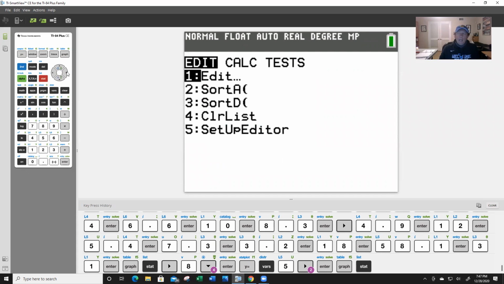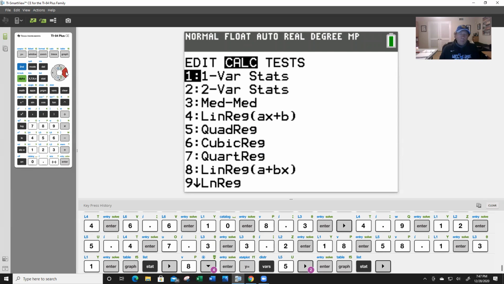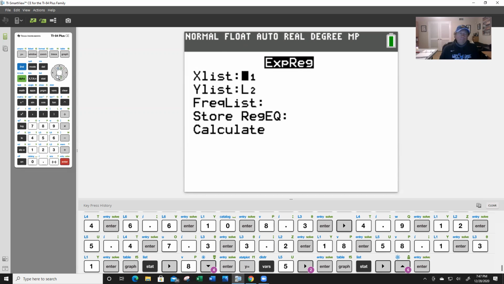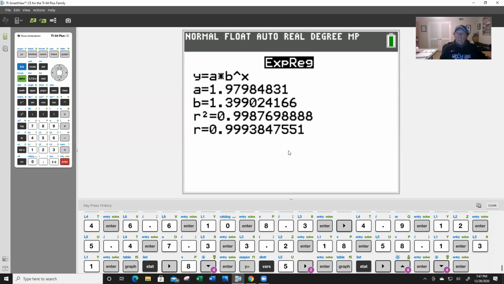Stat calc, I'm going to go exponential. I really think it's exponential. I think you know that too. Okay, exponential growth and decay. All right. It makes sense that a rocket would get going, you know, minutes after blast off, the speed would pick up. It makes sense to me, from what little I know about rocketry. Hit enter. But sure enough, R squared is 0.9988. Okay, that's a good one.